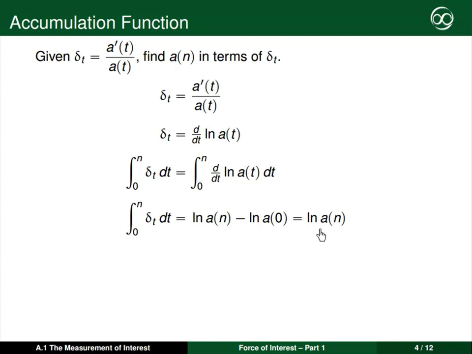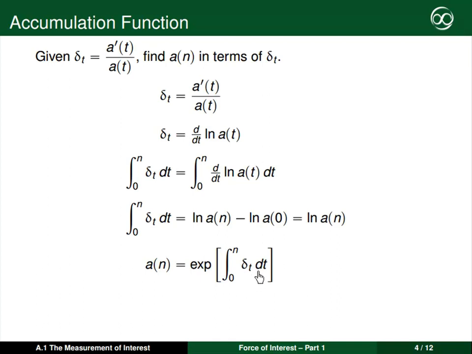So now all I have to do is take the exponential of both sides. When I take the exponential of the natural log of something, I just get that something. And the other side is the exponential of this stuff. So there's my formula: a of n is equal to the exponential of the integral from 0 to n of delta t dt.